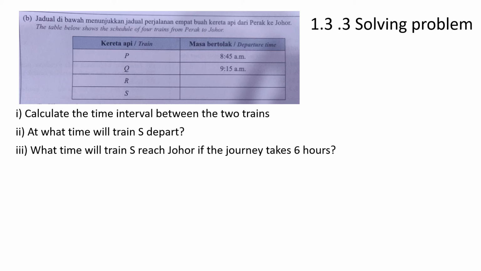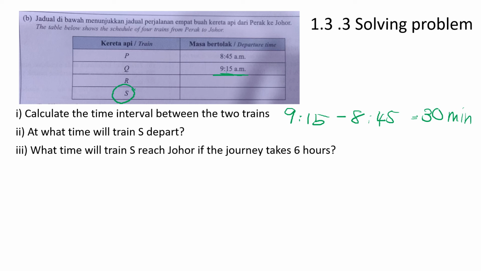PQ. Q starts moving at 9:15 am. So, to calculate the time interval, we just subtract 8:45 am from 9:15 am. The interval is 30 minutes. Second question, at what time will train S depart?